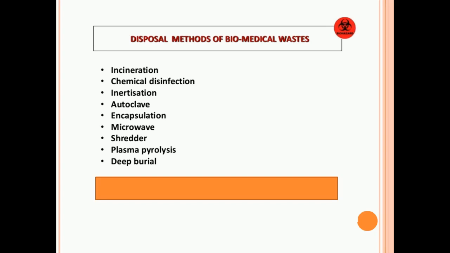Microwave is again similar to the autoclave system, where you try to kill the organisms. Then you have shredder systems, making the waste into fine particles so that it is properly landfilled and the permeation, or the rate of permeability, is reduced in the landfill. That is to reduce the leachate problems. So that is why shredding and then introducing it into the landfill is also tried sometimes.